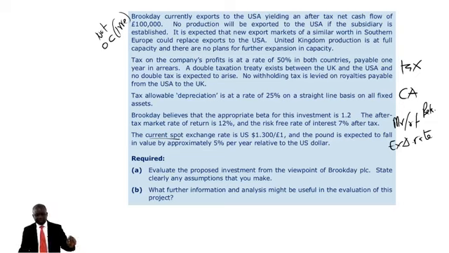The question is saying the current spot exchange rate is $1.3 to £1. And the pound is expected to fall in value by approximately 5% per year relative to the US dollar. What is it telling us? The pound is expected to fall in value. It means the dollar is expected to appreciate in value. And in the currency world, when a currency is appreciating, you will rather need less of it for the same amount of the other one. So if the dollar is appreciating because the pound is depreciating, then I will need fewer dollars for the same amount of the pound.